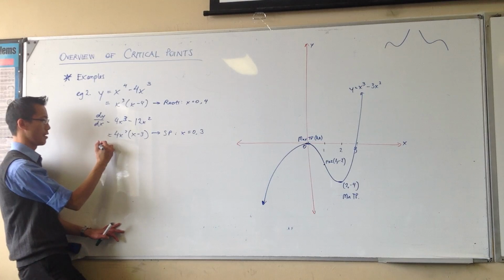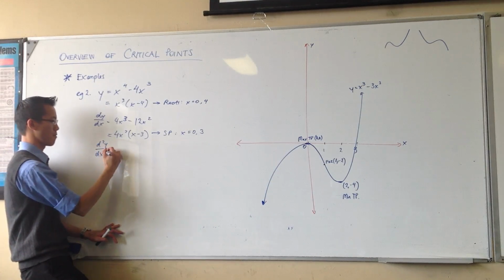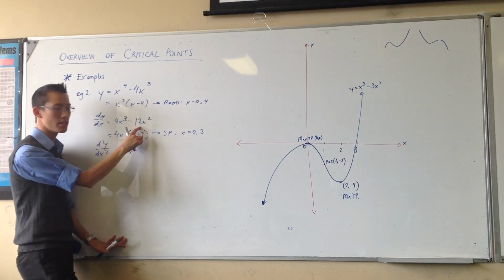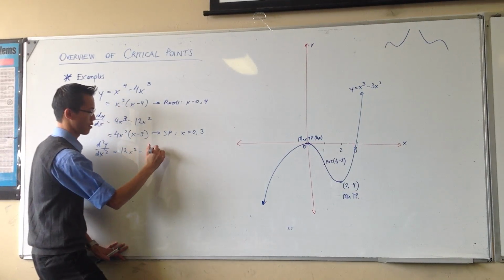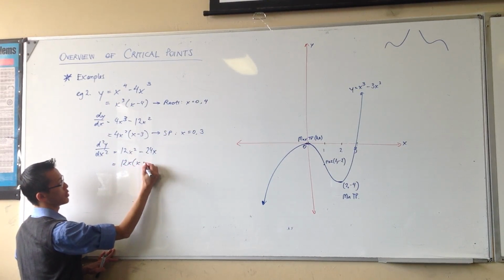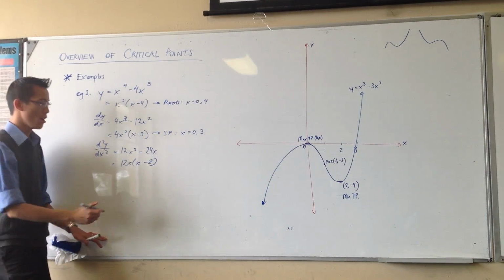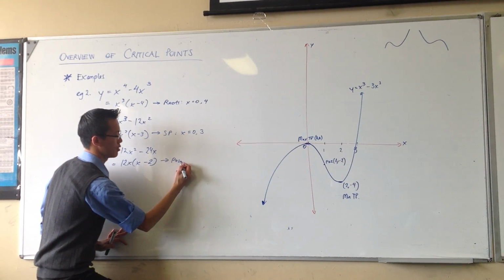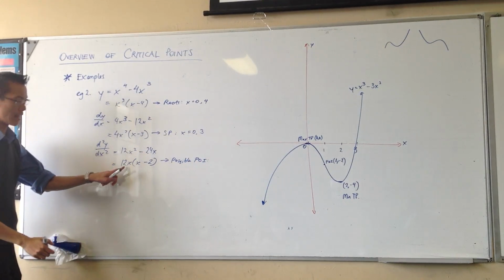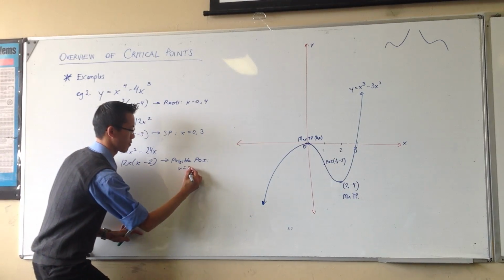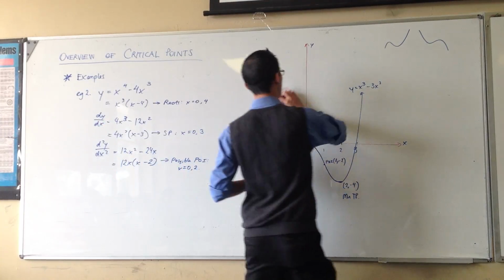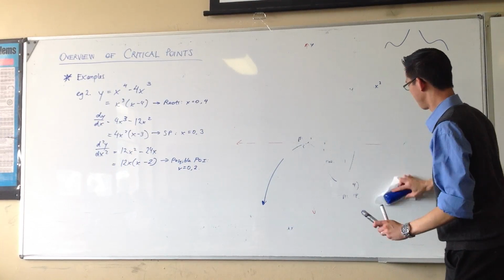Okay, last bit, second derivative. This turns into 12x squared, and this turns into 24x. So I can take 12x out of that, which gives me x minus 2. Now I have possible points of inflection, and I've got two of them, namely at 0 and 2. Okay, so let's draw this guy.